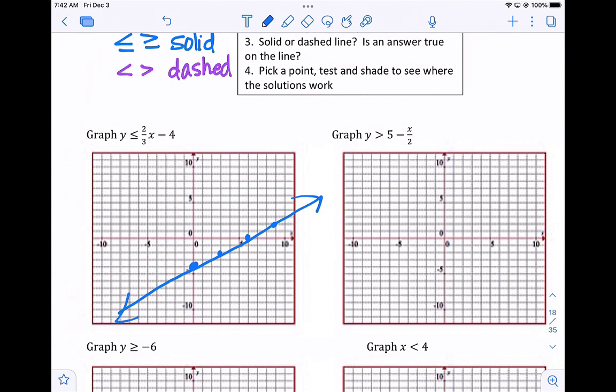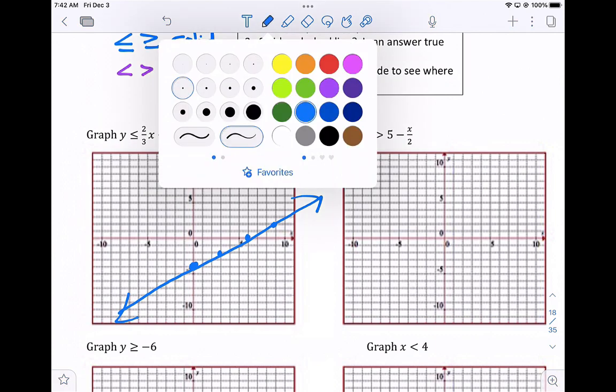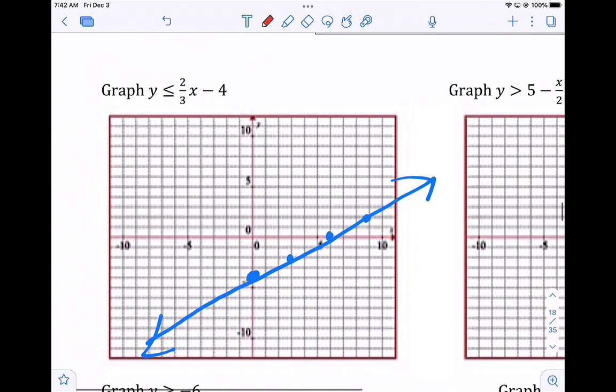And the last step is to pick a point, test, and shade. So all of the answers are on the line, or in this case, either above or below the line. You can kind of take a guess because y is less than or equal to 2/3 x minus 4. But again, you're going to pick a point and test. You can pick any point not on your line to test. I like to test 0, 0 if it's not on the line because it turns things into zeros and it's faster to solve. So let's plug in 0, 0 for x and for y.